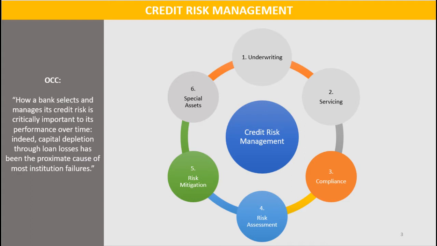As the OCC states, loan losses have been the most important cause of institution failures, and the current environment has made credit risk management even more important for lenders. And credit risk management applies to the whole loan cycle. It spans from underwriting to monitoring to workouts, and in some unfortunate circumstances, liquidation of collateral.